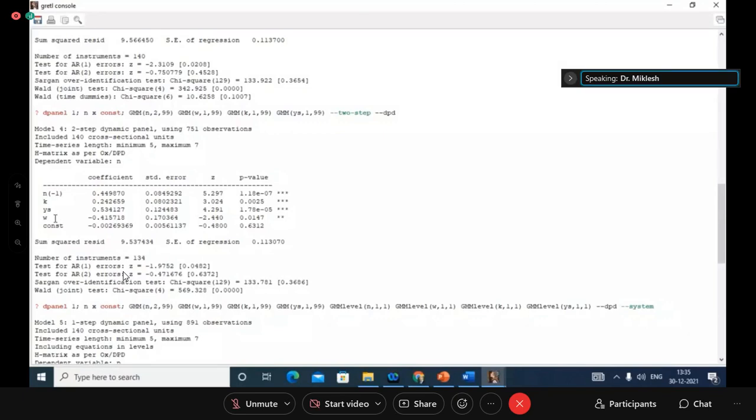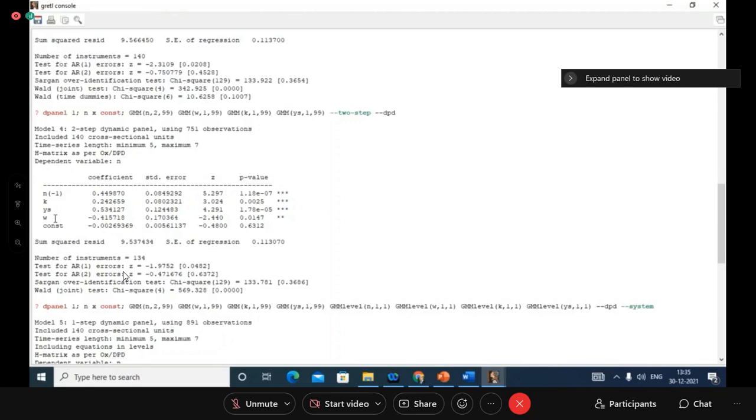Now the big question is, sir, which model we have to apply? Either we have to go for the difference GMM or system GMM. Directly people jump to system GMM, but it is not advisable. You have to choose the best model.